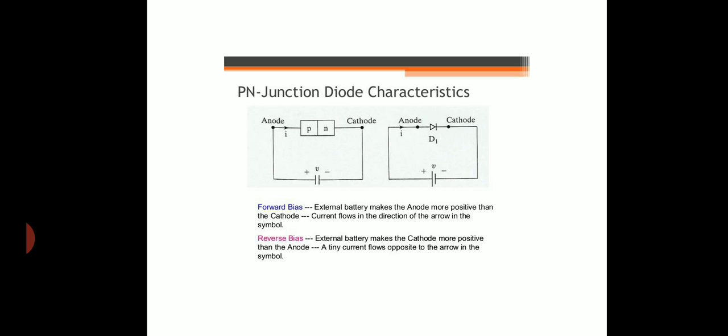Then characteristics of PN junction diode. One is forward bias characteristics and the second one is reverse bias characteristics. In forward bias, the external battery makes the anode more positive than the cathode. The current flows in the direction of the arrow in the symbol. Reverse bias. External battery makes the cathode more positive than anode. So a tiny current flows opposite to the flow.